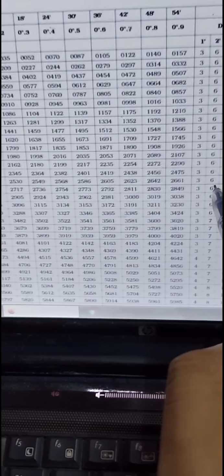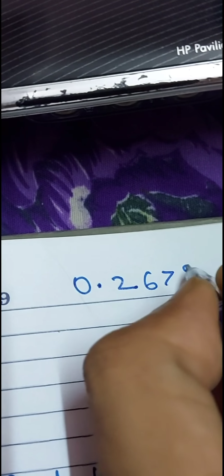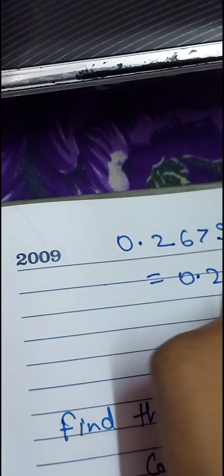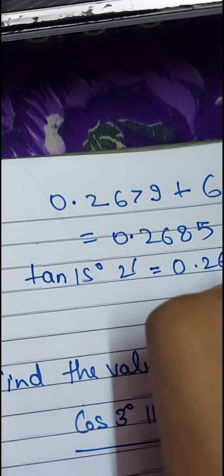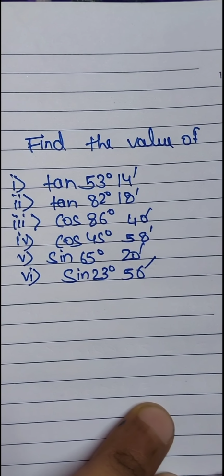So we will move to the mean difference column, and in the second column corresponding to the value of 15, we have 6. So what we will do, we will add 0.2679 plus 6. So we will get 0.2685. So the value of tan 15 degree 2 minute is 0.2685.